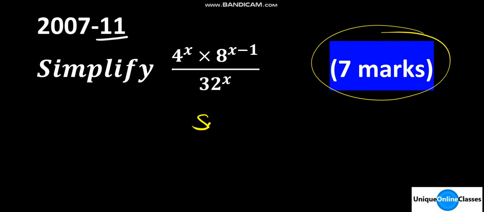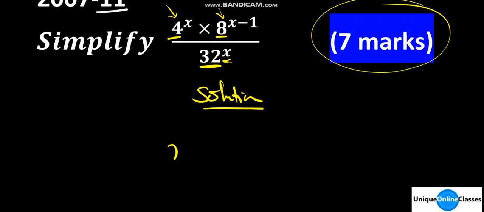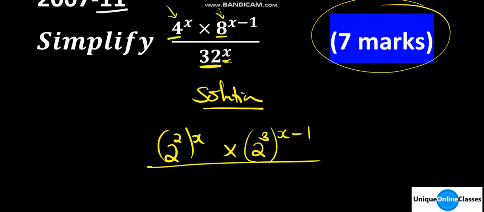Solution: we need to express these numbers in the same base. 32 cannot be base 4, 8 cannot be base 4, but all of them can be written in base 2. So we have 2 squared, all raised to the power x, then times 2 to the power 3, which is 8, all raised to the power x minus 1, then divide by 32 raised to the power x, I mean 2 raised to the power 5, all raised to the power x.